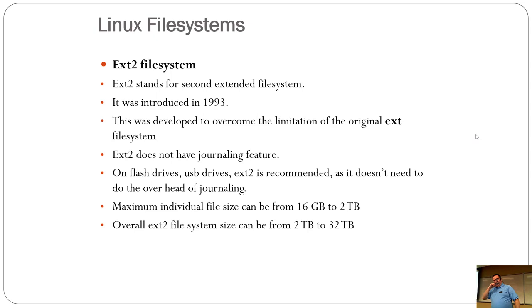All right. I'm going to go through these slides real fast because they're kind of history lessons, and there's not much to say about them. EXT2 stands for the second extended file system. Like, that's an original naming convention. It came out in 1993. It was developed to overcome limitations of the original EXT file system. Surprise, it cannot journal. I'll explain what journaling is in a minute. If you're using flash drives, they recommend EXT2 so that you don't have the overhead of journaling.